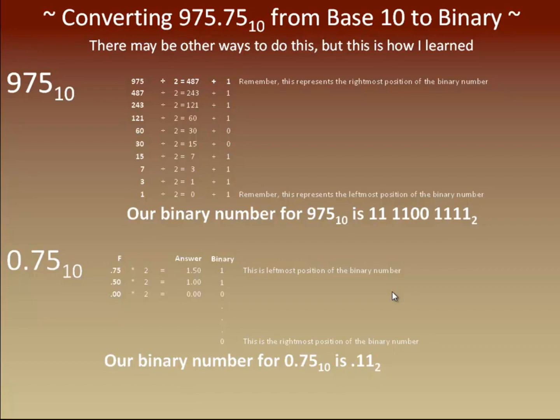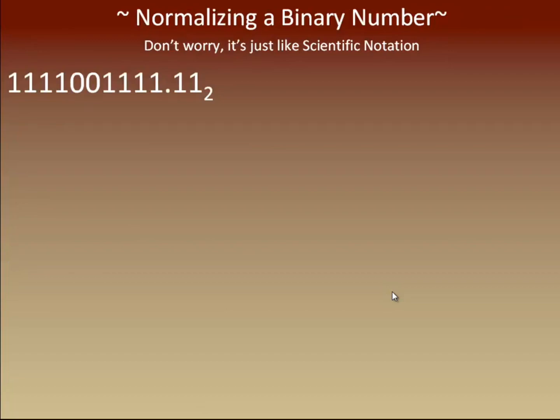So what we have to do next is string the two binary representations together and separate them with a decimal. So we come up with 1111001111.11. So what do we do next? Well, remember in the last video we talked about normalizing the number? Well, we have to do exactly the same thing with our binary number now. Yes, you can normalize a number even if it's represented in a binary number.